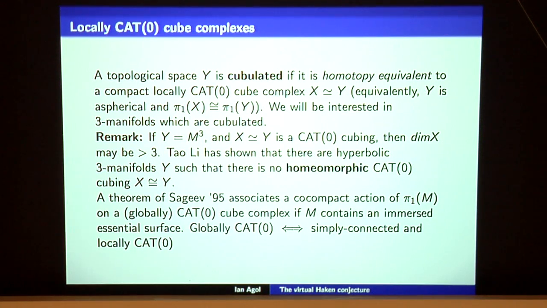Now, there's a theorem of Sageev in his thesis from UC Berkeley in 1995, which associates to an immersed essential surface in a 3-manifold a cube complex. It'll have one of those if and only if it acts co-compactly on a global CAT(0) cube complex. Global CAT(0) cube complex means that it's simply connected and locally CAT(0). So if I don't have this sort of non-trivial topology like I drew over here, if it's simply connected, then it'll actually be globally CAT(0). Again, we can just take this as the definition.